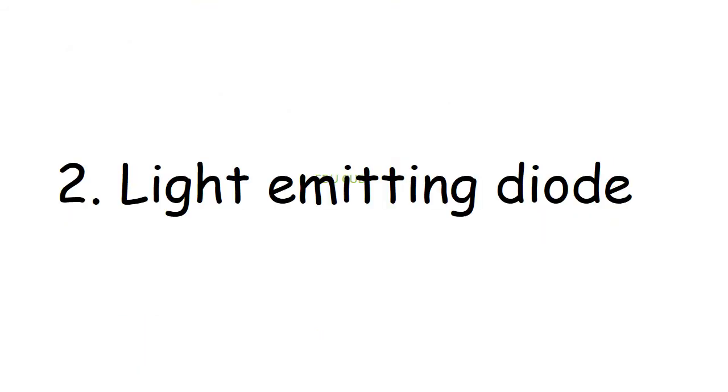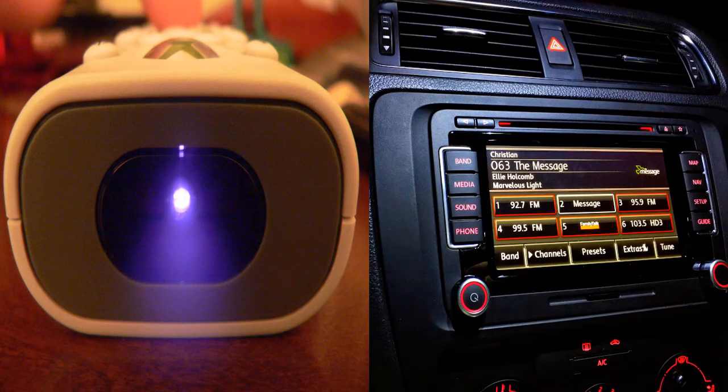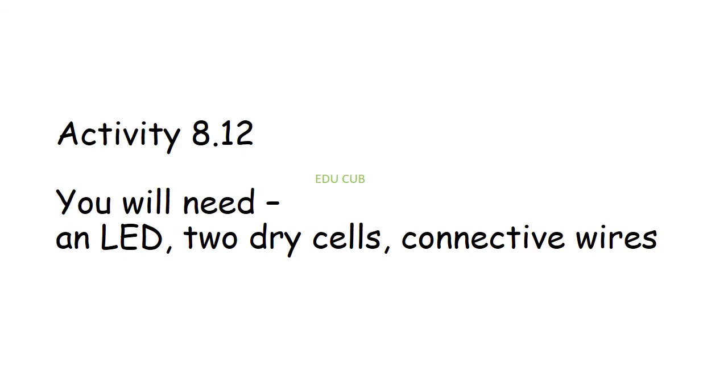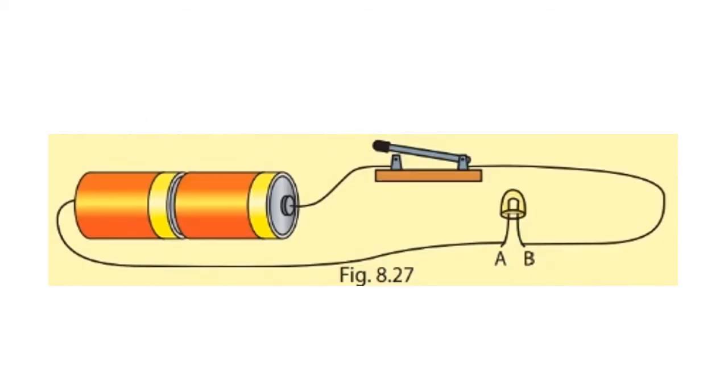Next electronic appliance is the light emitting diode. Here you may have seen a small bulb lighting up in radios and televisions when they are switched on. They are not really bulbs, they are called light emitting diodes or LED. Here you have to do an activity using an LED. You will need an LED, 2 dry cells, and connecting wires. First of all, you have to arrange the circuit as shown in the figure. Connect the LED between A and B.